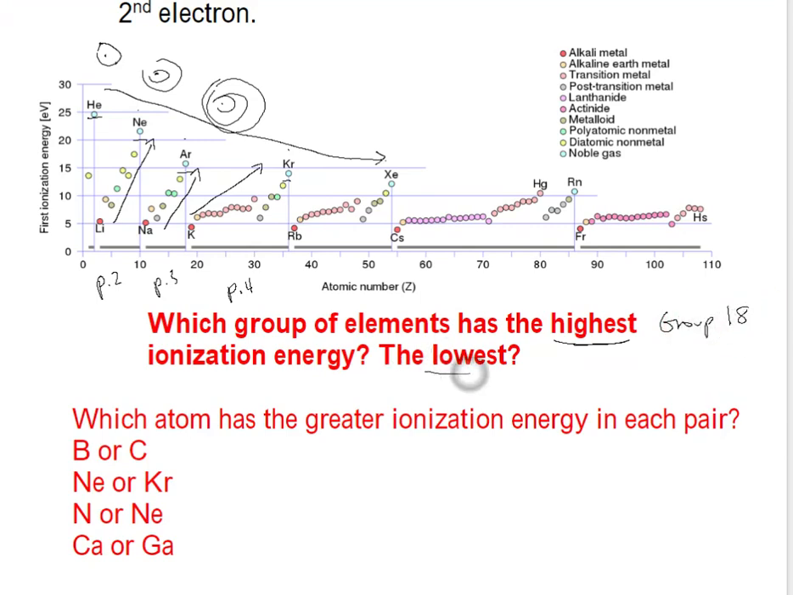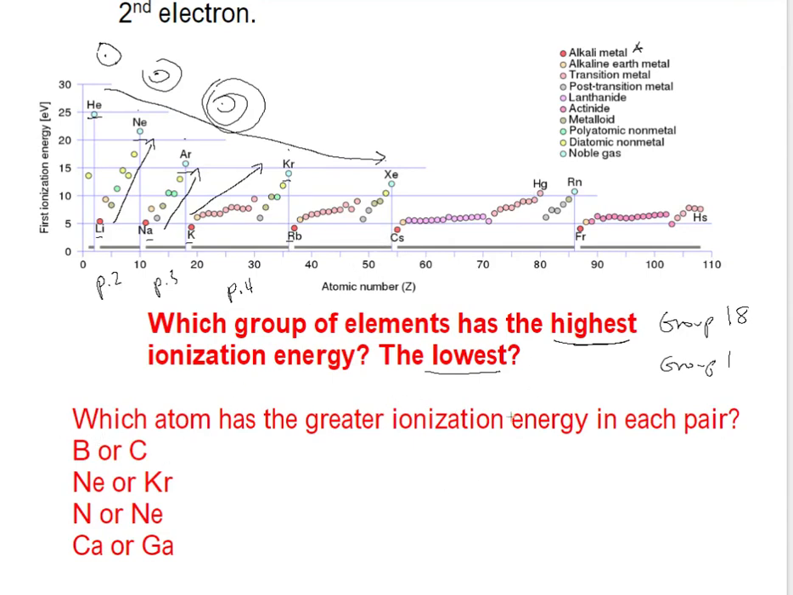Which group has the lowest? If I look, what's the lowest ionization energy in each period? It's lithium, sodium, potassium, rubidium. Those are all the alkali metals, which is group 1. Those have the lowest. They are the easiest to remove because they're the biggest atom in each period.